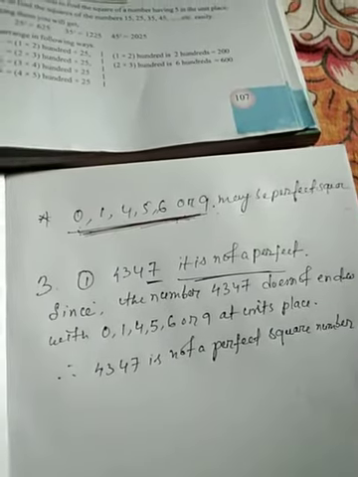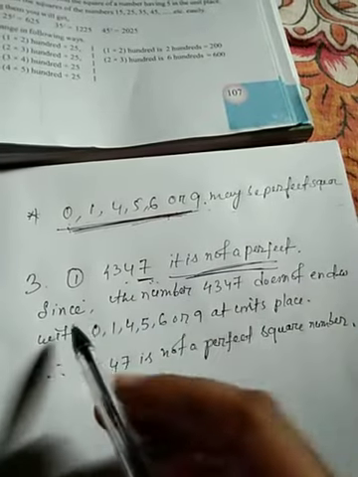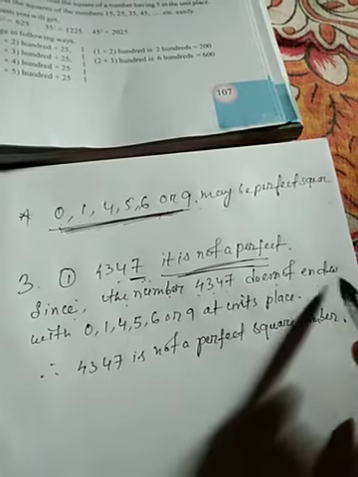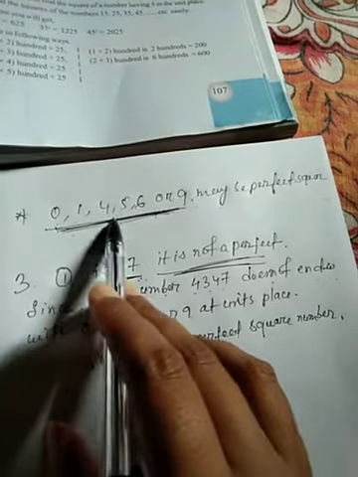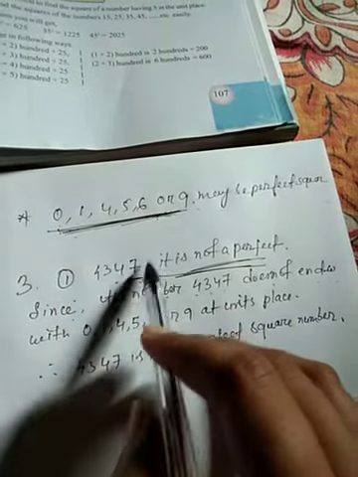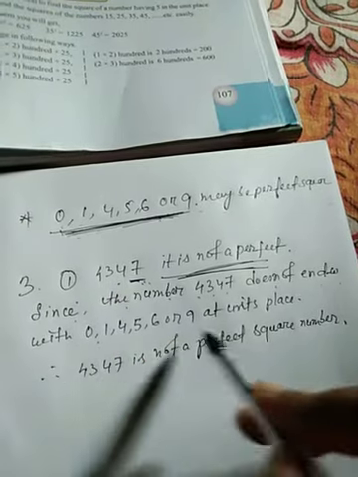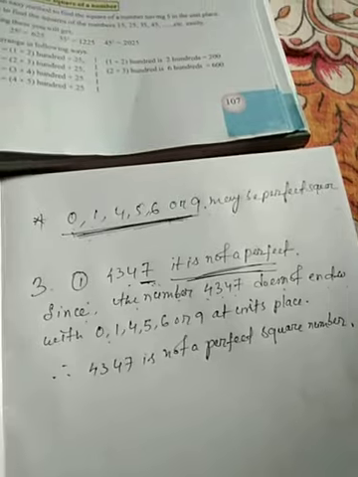This is the reason. You write the reason why this number is not a perfect square: since the number 4347 does not end with 0, 1, 4, 5, 6 or 9, none of these digits is present in the unit place, the digit is 7, so this is not a perfect square. Okay.